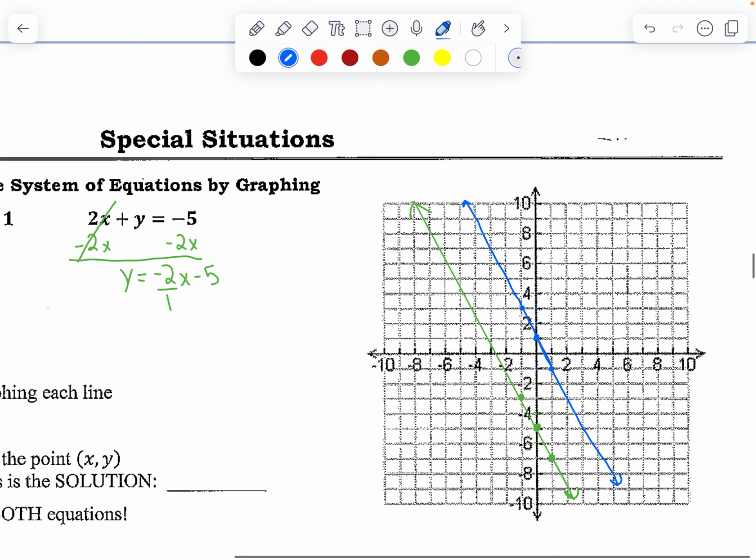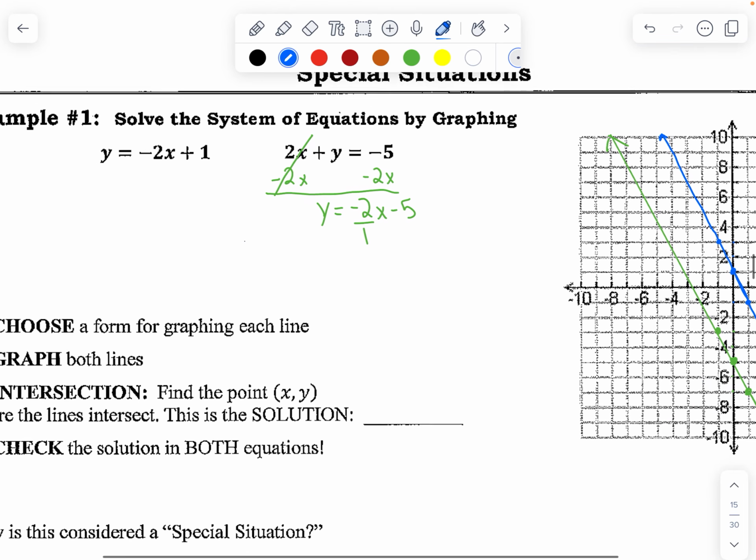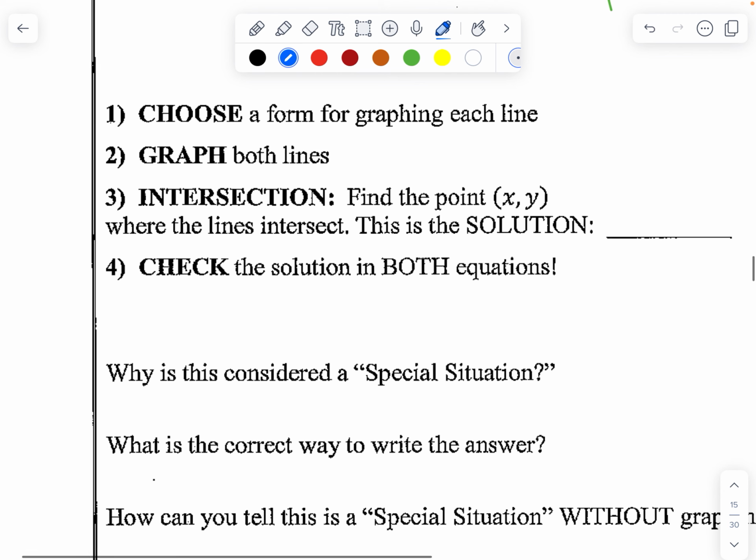Now, the solution to a system of equations is where the lines intersect. But these lines aren't intersecting. That's because these lines are parallel. That is why this is considered a special situation. The lines are parallel.